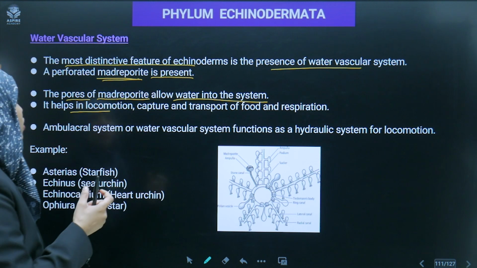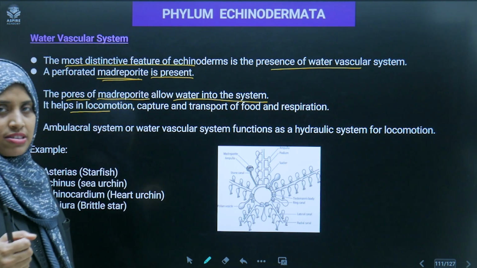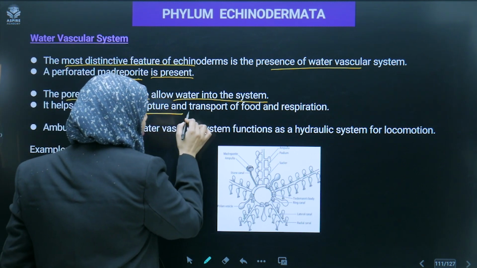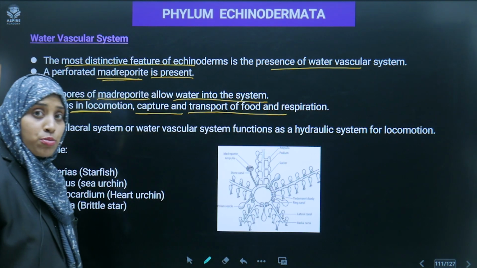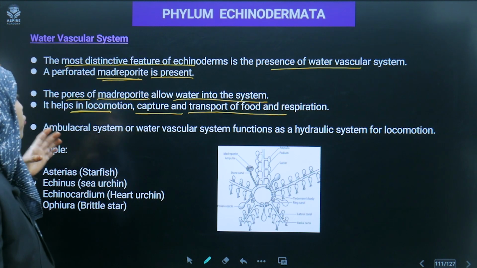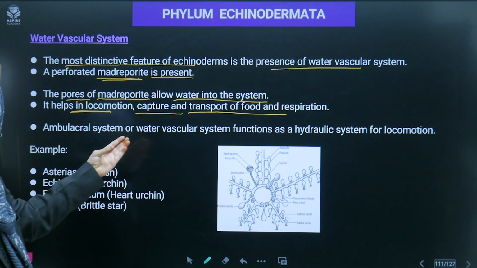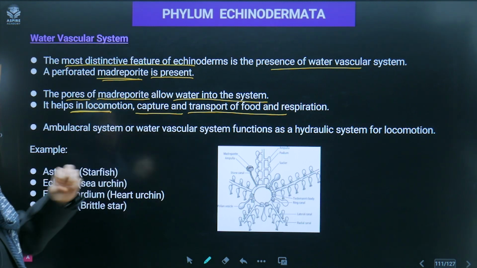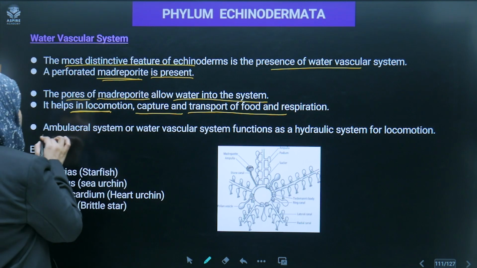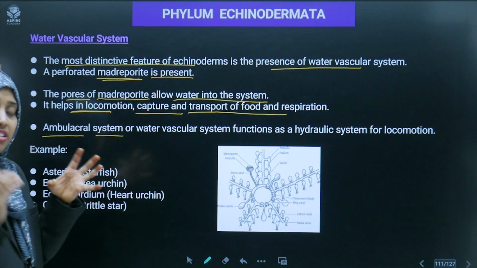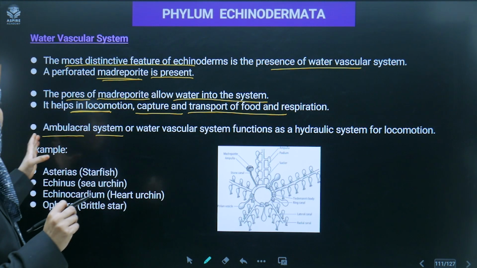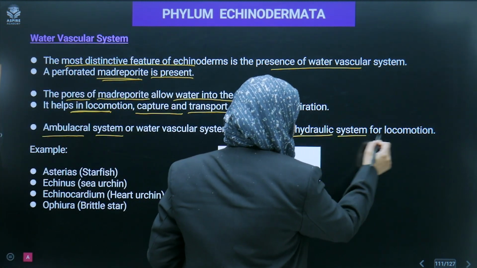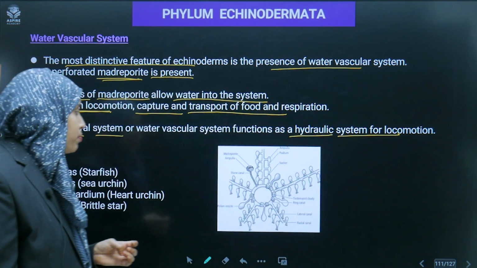So these tube feet, or we can say the water vascular system, help in locomotion, capturing and transport of the food, and even respiration. The tube feet help in locomotion, capturing their prey, transport of the food, and respiration. Several functions it has. Then the ambulacral system: what is another name of this water vascular system? Ambulacral system. Okay? It functions as a hydraulic system for locomotion.